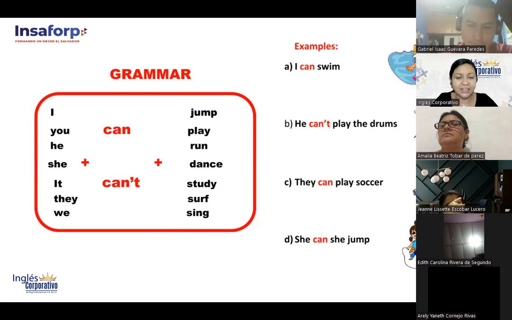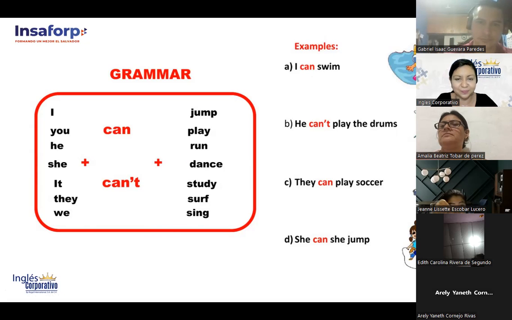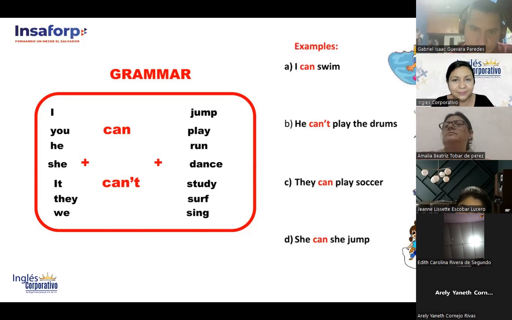I can speak English and Spanish. I can make tamales and pupusas. But I can't ride a motorcycle. And I can't play soccer. Oh, Gabriel, I can drive a car. Very nice. I can draw very well. Okay.